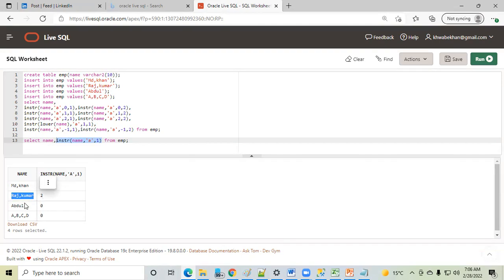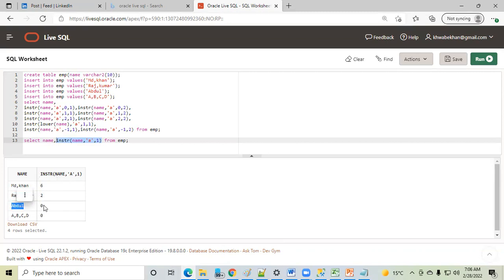But now here is a twist in Rajkumar. You can ask that we have an a here as well, so why is it not counting this A? The concept is it will show you the first occurrence. The first occurrence of A is at the second position, so you're getting 2 here.